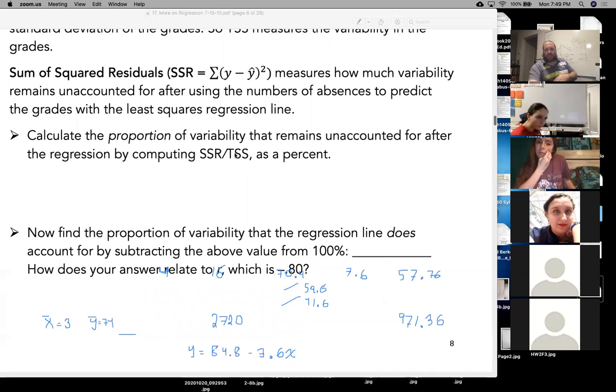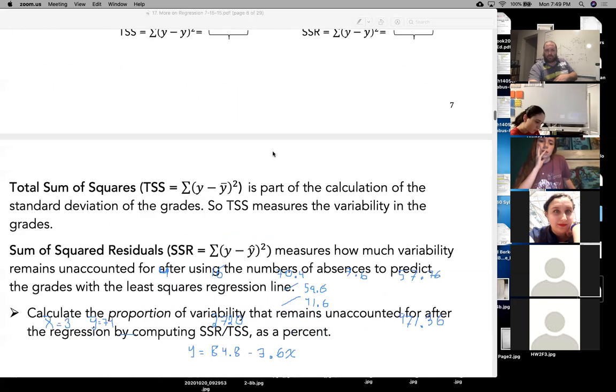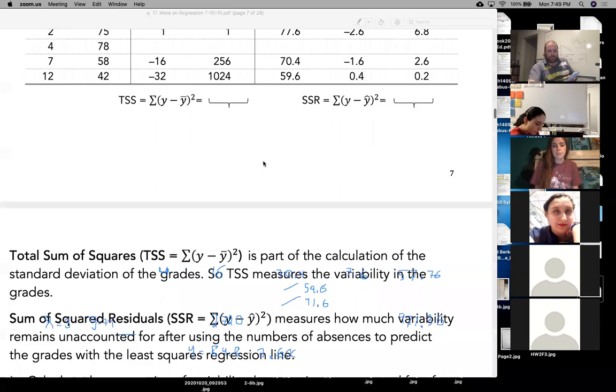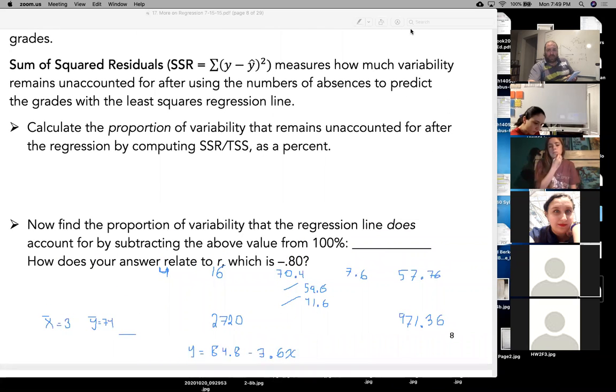What is the SSR divided by the TSS? As a percent. So let's do it. The SSR was how much again? 971.36. And the TSS is how much? 2,720. Okay, when we do that, in our example, we get approximately 36%. The example is still the absences versus grades, same example. Does that seem reasonable, that we should get 36%?